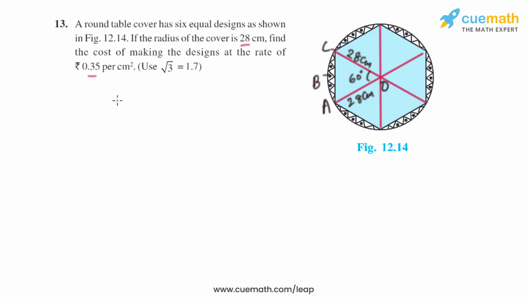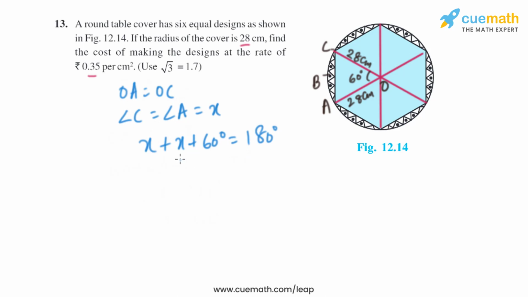And we also know that OA is equal to OC, that is the radius, which means angle C equals angle A. Let's take it as x. So it will become x plus x plus 60 degrees equal to 180 degrees, that is the sum of all the interior angles of a triangle. So from here we'll get the value of 2x as 120 degrees and x as 60 degrees. Which means all the angles of this triangle OAC are 60 degrees, so it is an equilateral triangle.